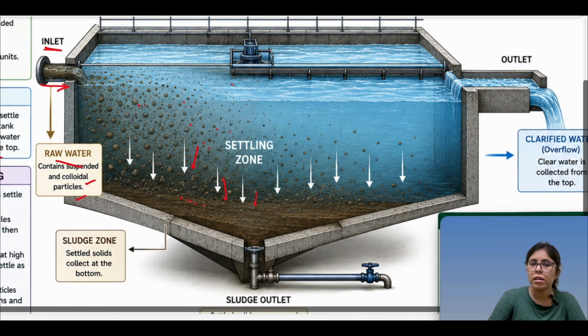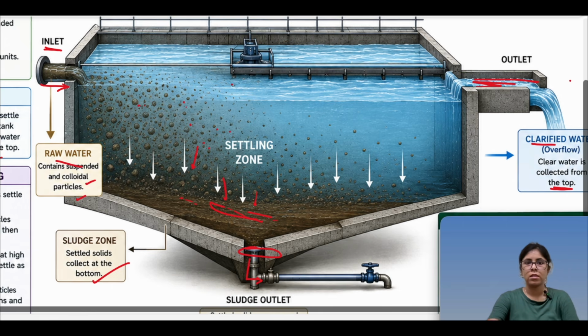So this zone will be known as the sludge zone. Here the settled solids will be collected. You can see this is the pipe and the setup. From this setup, the sludge will be taken out, and the clean water will go from the top side, and this is the outlet for the water. So the clarified water will be collected from the top, and then it will go for the further processes.